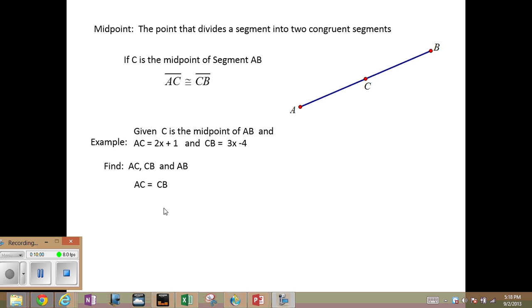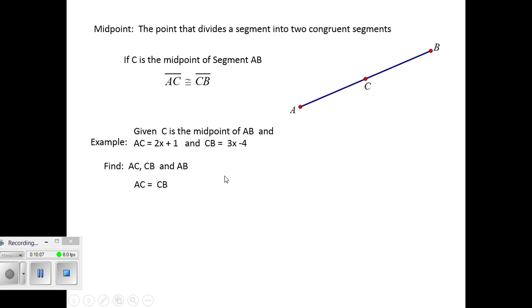Okay, so we resume. From this, we know that the two segments are congruent, so we set them equal, and we have this statement that 2x plus 1 equals 3x minus 4. A little algebra: move all the letters to one side, all the numbers to the other side. Here it's easier if we just subtract 2x from 3x, giving us 1x, and add 4 to this side, giving us 5.